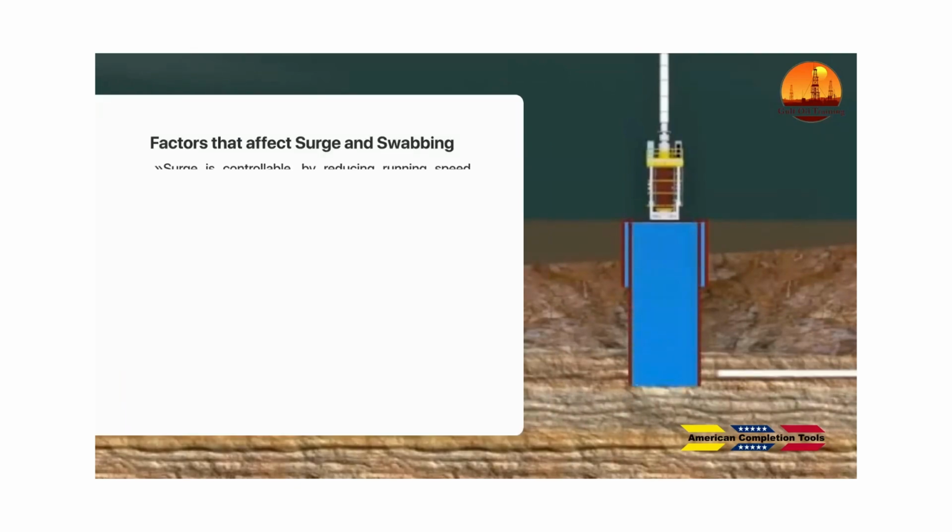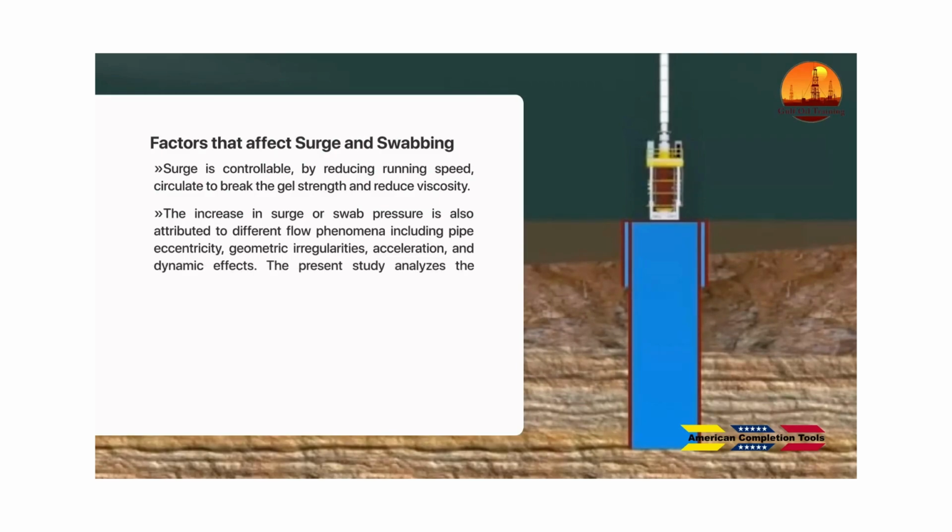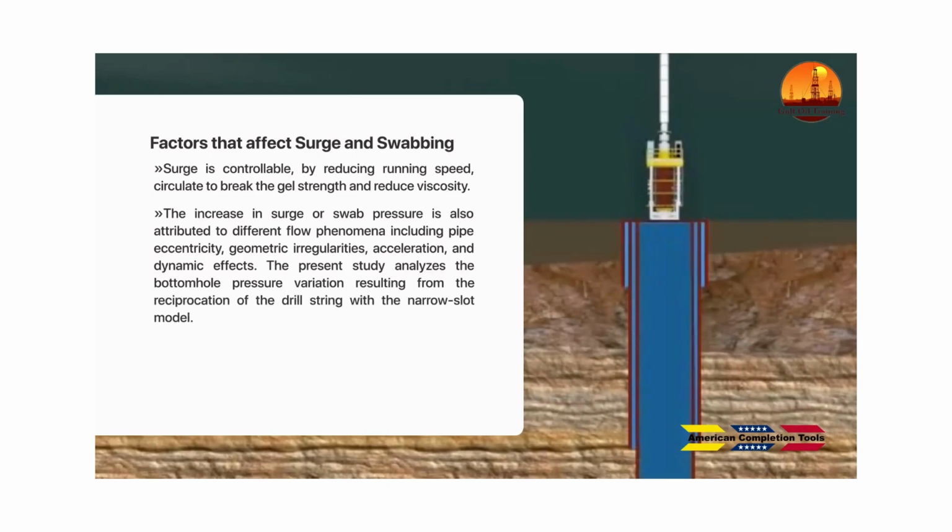Factors that affect surge and swabbing. Surge is controllable by reducing running speed, circulating to break the gel strength and reduce viscosity. The increase in surge or swab pressure is also attributed to different flow phenomena including pipe eccentricity, geometric irregularities, acceleration, and dynamic effects. The present study analyzes the bottom hole pressure variation resulting from the reciprocation of the drill string with the narrow slot model.